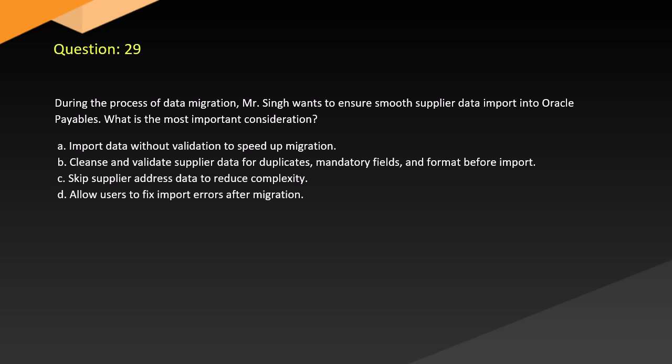Question 29. During the process of data migration, ISTA wants to ensure smooth supplier data import into Oracle Payables. What is the most important consideration? A. Import data without validation to speed up migration. B. Cleanse and validate supplier data for duplicates, mandatory fields, and format before import. C. Skip supplier address data to reduce complexity. D. Allow users to fix import errors after migration.